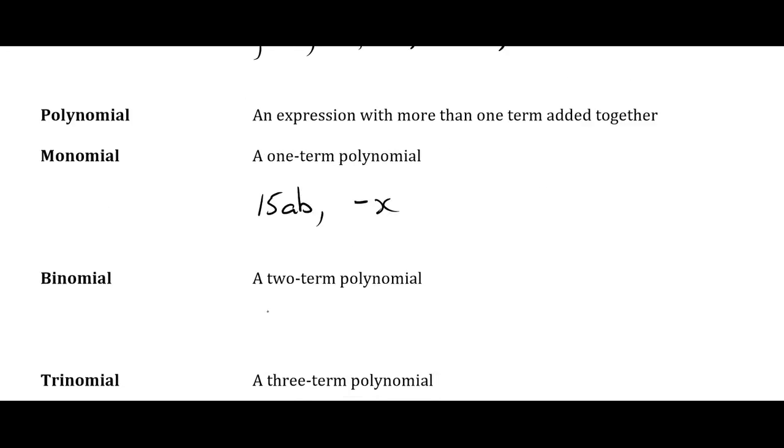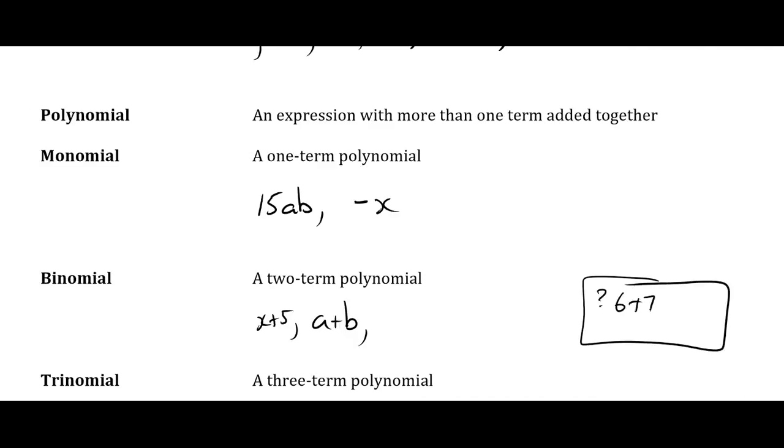Binomial, we've already seen a lot of those, would be x plus 5, a plus b. What about 6 plus 7? That's not really a binomial because that can be simplified to 13. So normally, there's some gray area maybe, but normally these things we're talking about when it's simplified. So even under that note, if it was x plus 3 plus x, that looks like it has three things, but when it's simplified, you get 2x plus 3, which is a binomial. So, there's sort of some gray area here. But that's what it would look like.